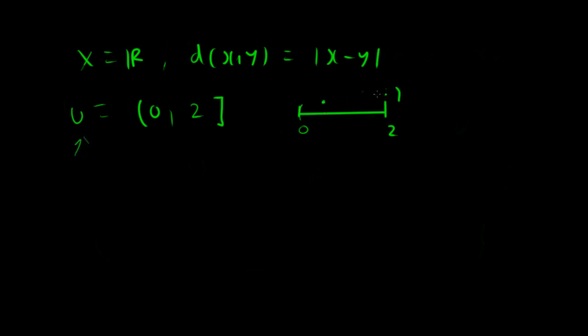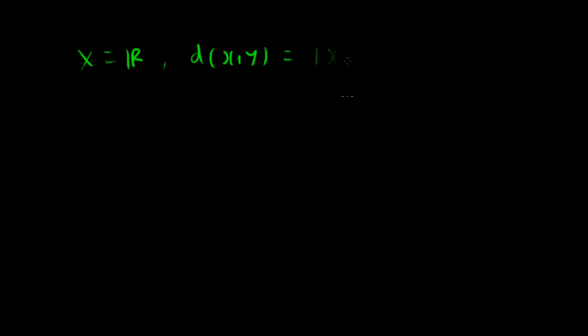So that's the important bit. You have to keep your open ball inside of your set U, and that has to hold for every point in the set. Let's try another one. Let's keep the same space, but I'm going to change the metric now. So this time we're going to look at our friend, the discrete metric. It's 1 if x is not equal to y, and 0 if x is equal to y.